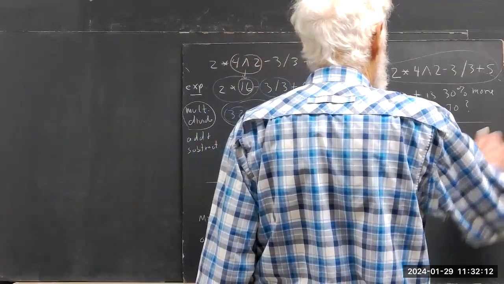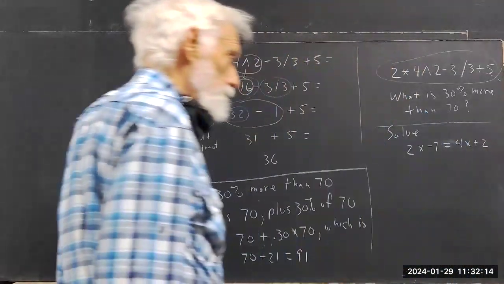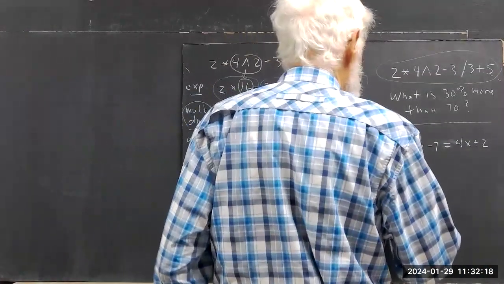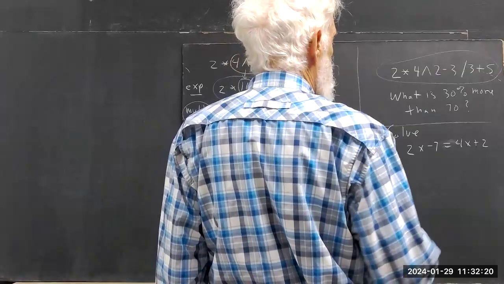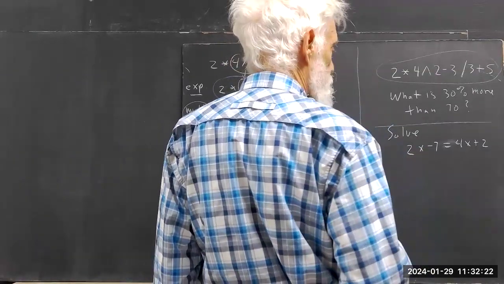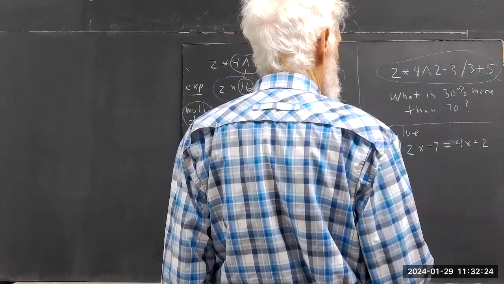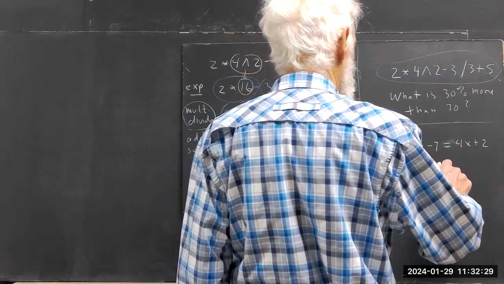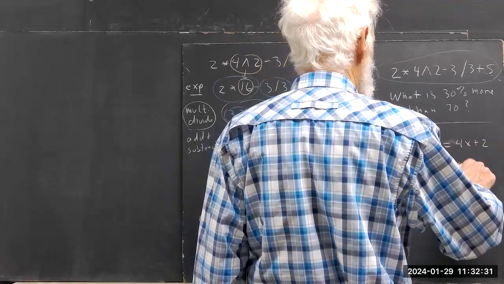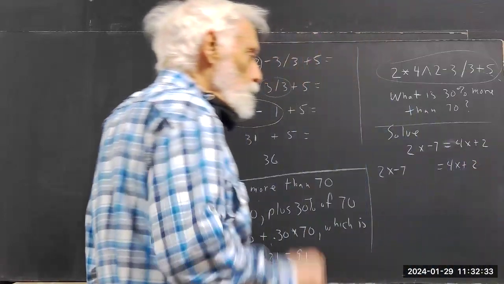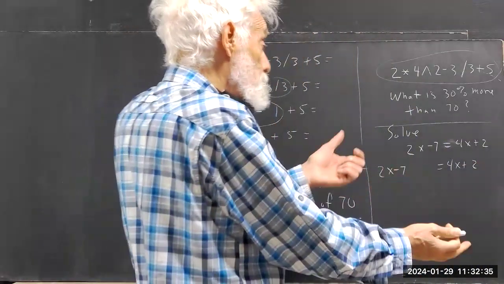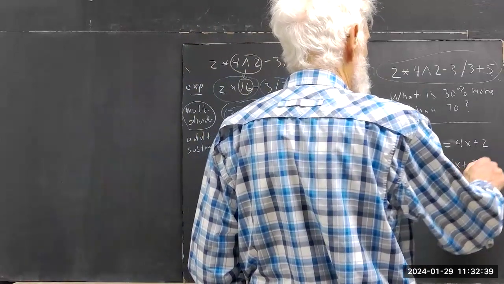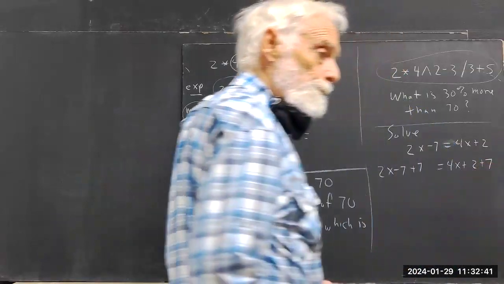And then this last one: 2x minus 7 equals 4x plus 2. Well, I want to have all the x's on the left and all the numbers on the right. So the first thing I'm going to do is, I don't upset the balance of this equation if I add the same thing to both sides.